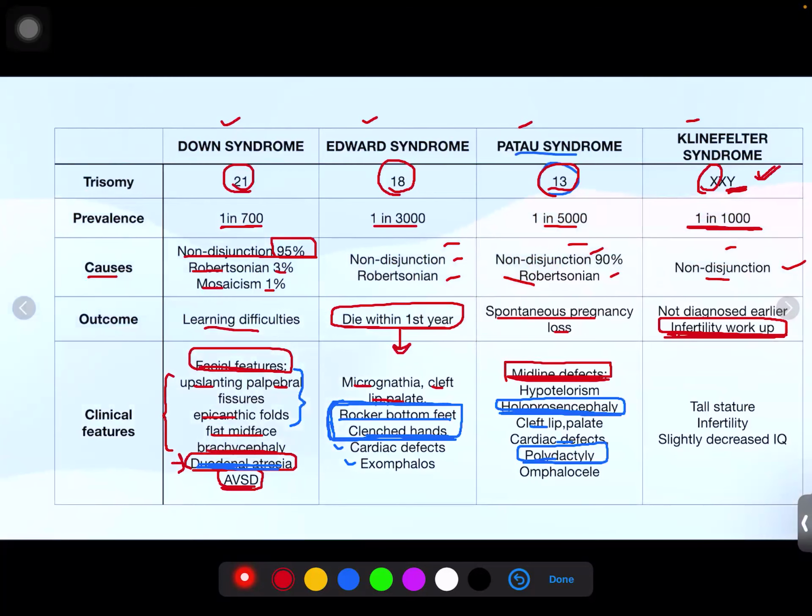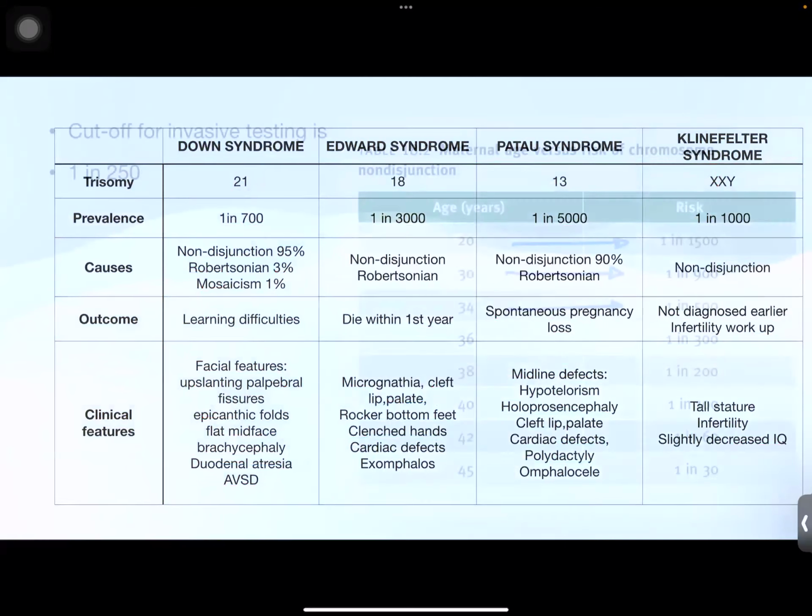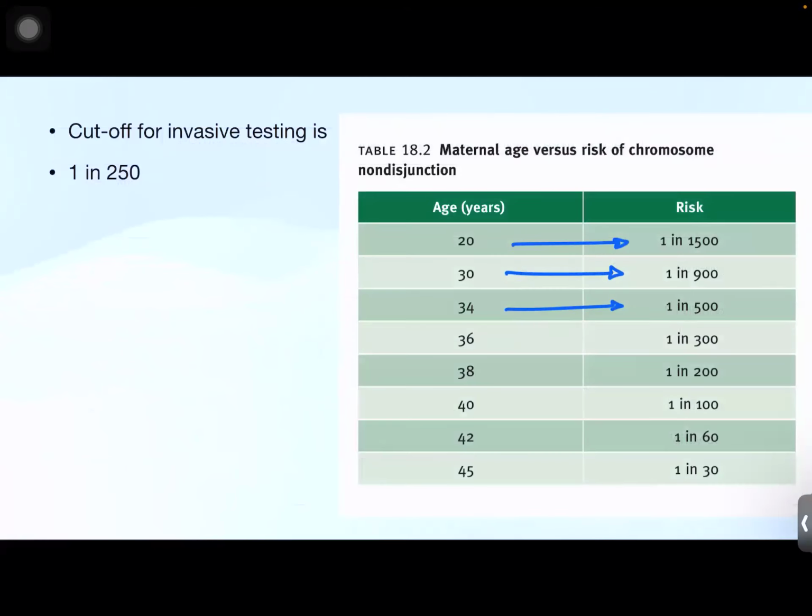So in this, you see there's a tall stature. You can get an MCQ on this as well. There's a tall stature, the infertility workup is done, and only there's a slightly decreased IQ. Okay, so these 4 syndromes are very, very important to understand, and you can get one MCQ from these 4 syndromes as well. Okay, so coming to the screening and testing of these aneuploidies.